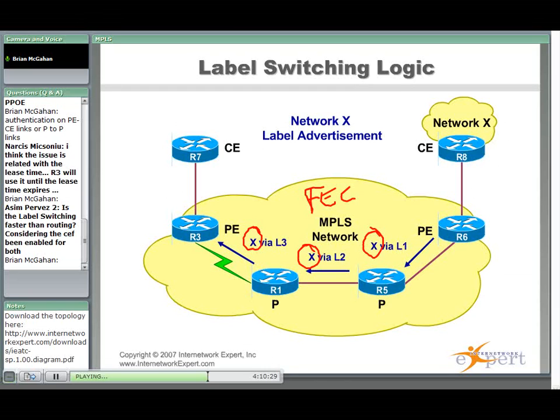So in addition to router 6 saying, you're going to reach destination X via my IP address .6, it's also saying, you're going to reach X via label L1. Then router 5 says to router 1, you're going to reach X via label L2. And 1 passes it on, you're going to reach X via label L3.